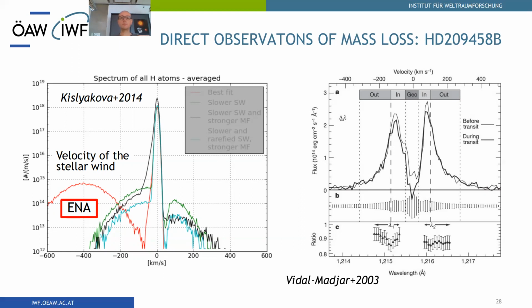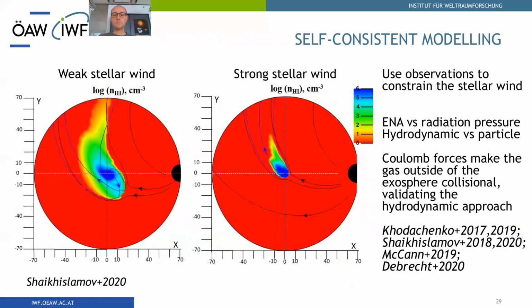So if one assumes that all that absorption is due exclusively to planetary material, one would overestimate the mass loss rate. Instead, if one considers also ENAs, the mass loss rate would decrease significantly. So considering or not ENAs makes a very big difference on the actual measurement of the mass loss rate that we make from Lyman alpha transit observations.